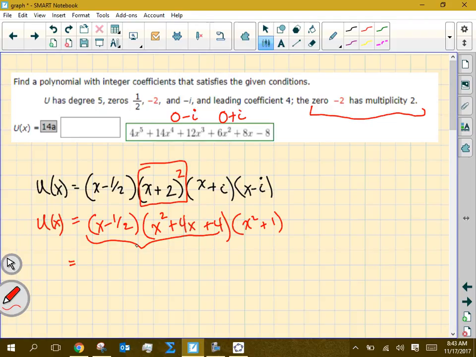So x times x squared gives me x cubed. x times 4x gives me 4x squared. x times 4 gives me 4x. Then we get negative 1/2 x squared. Then I'm going to get negative 2x. And then negative 2. So there's that. And we still have my x squared plus 1.